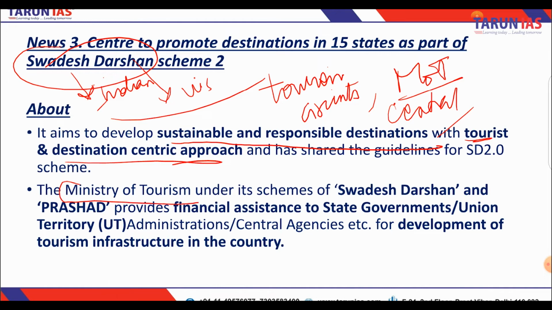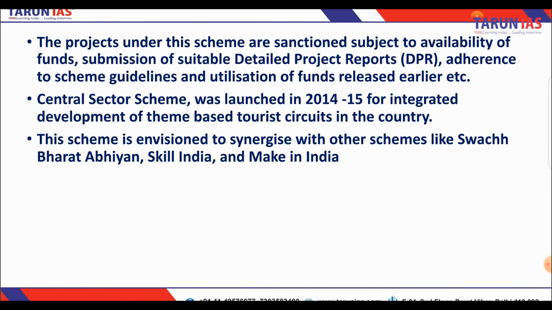Ministry of Tourism, under its scheme of Swadesh Darshan and Prasad, provides financial assistance to the state and union territory administration and central agencies for development of the tourism infrastructure in the country. The projects in this scheme are sanctioned subject to availability of the funds, and detailed project reports are submitted, and adhering to the scheme guidelines, the funds are released.